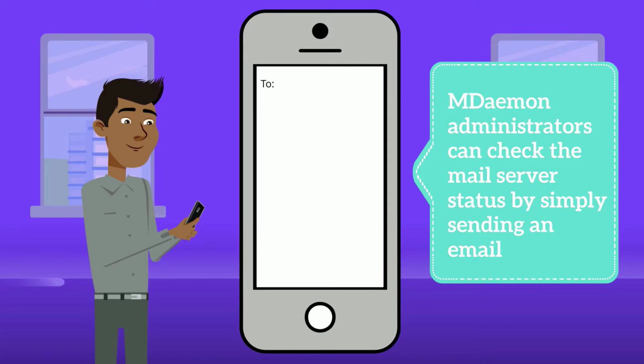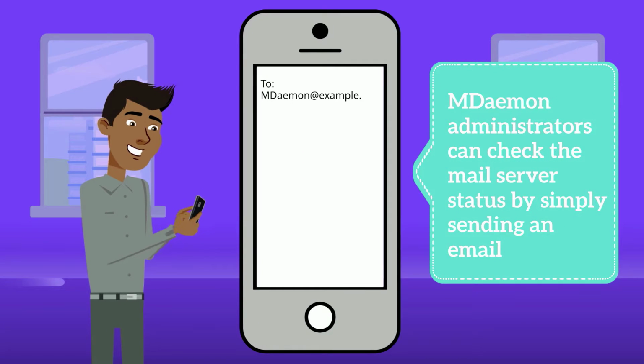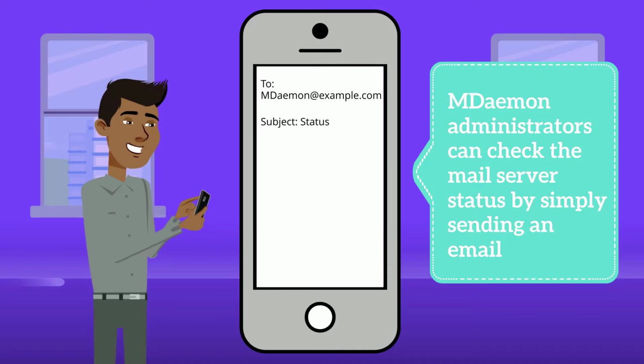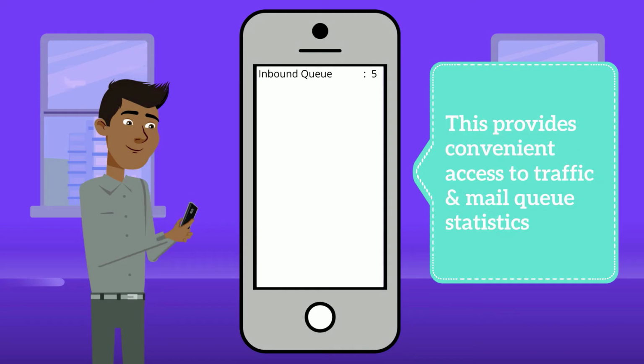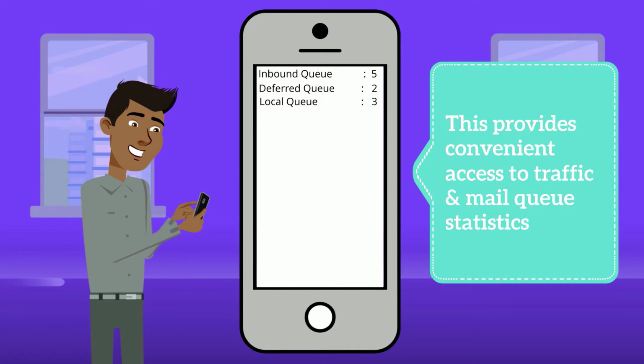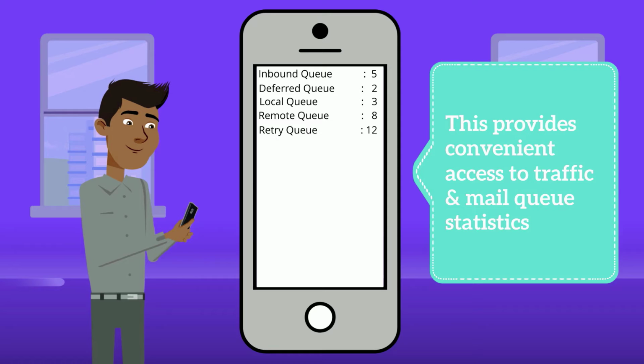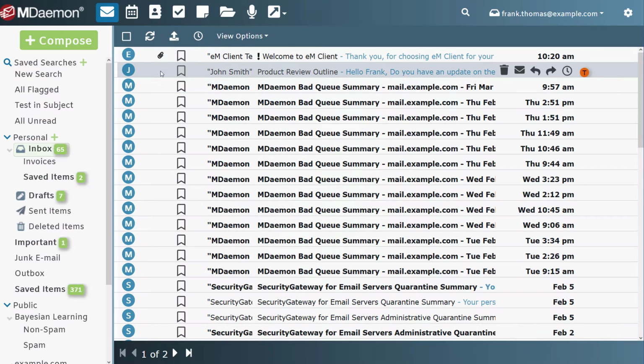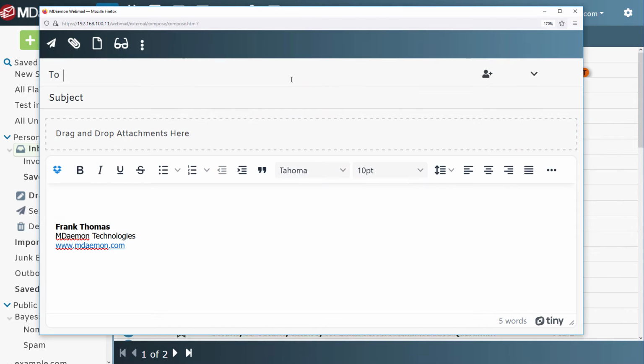MDaemon administrators can check the status of the MDaemon server from just about anywhere by simply sending an email. This provides a convenient way to check email traffic statistics and whether there are currently any email messages in the mail queues.